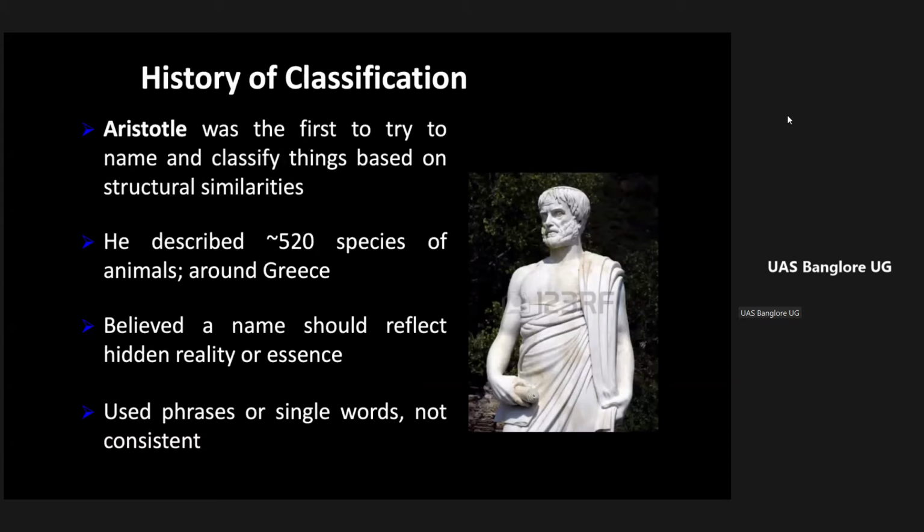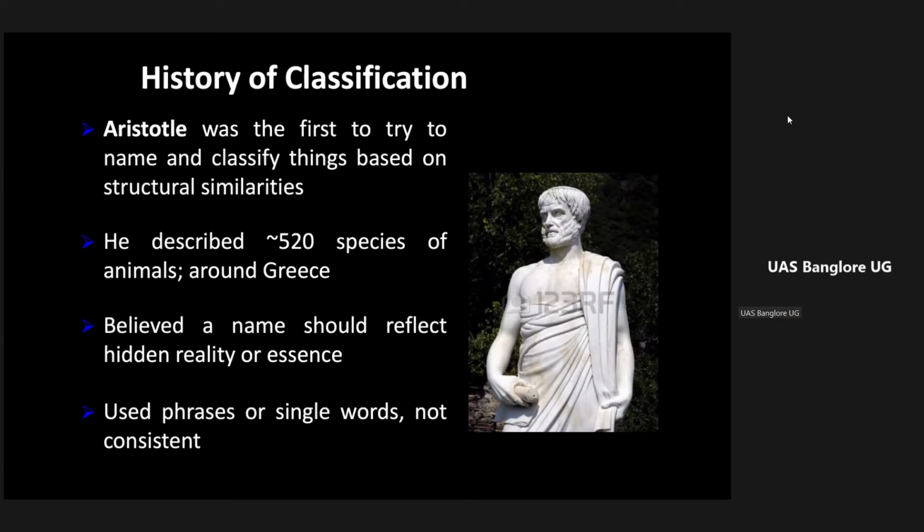Aristotle was the first to try to name or classify insects based on structural similarities. Aristotle was the first person who did it. Like Ganesh and the other person I mentioned, Akshat has described one species, whereas Aristotle described 520 species in those olden days.